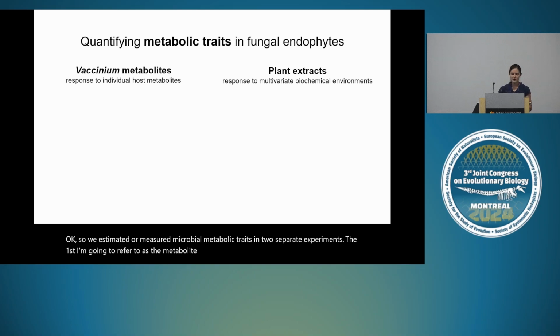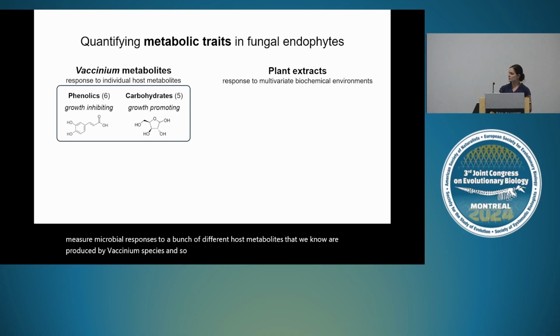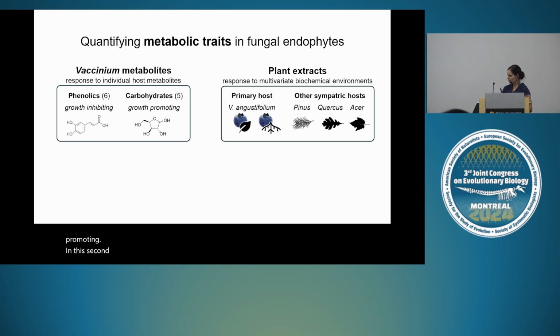The goal of this experiment was to measure microbial responses to a bunch of different host metabolites that we know are produced by Vaccinium species. And so here we used a panel of 6 phenolic compounds, which are putatively growth inhibiting, and 5 carbohydrates, which are putatively growth promoting.